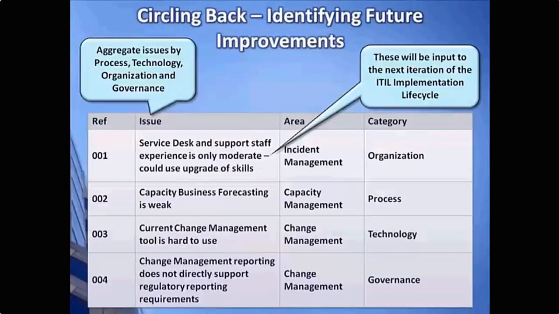We have now covered all of the ITIL implementation lifecycle and its activities as presented in this course. As a last step, at the very end, make sure that you identify and inventory any future improvement recommendations and issues that you may have seen along the way. Note that in our example above, we've inventoried what these issues are and segregated them into process, technology, organization, and governance categories. These will then become input into our next iteration of the ITIL implementation lifecycle, where we will address additional issues and improvements to continually improve the quality of the IT services that we are delivering.